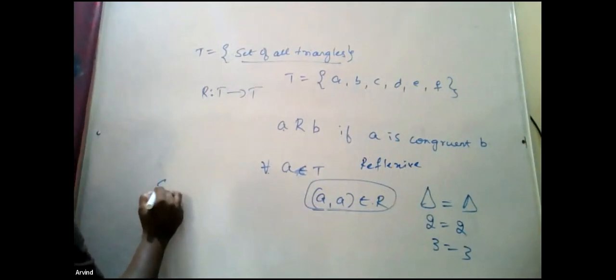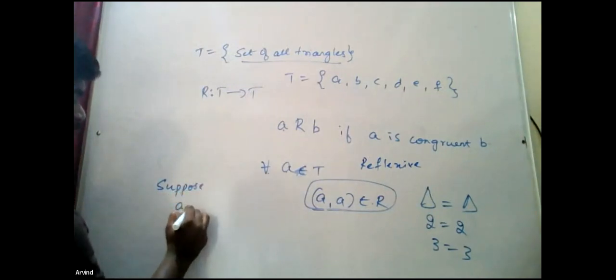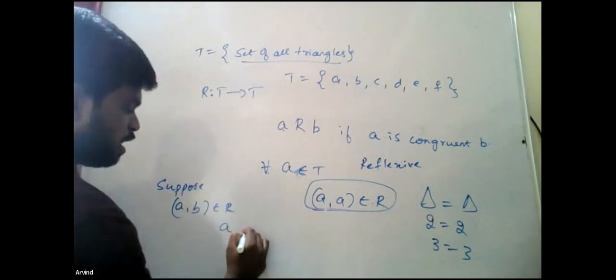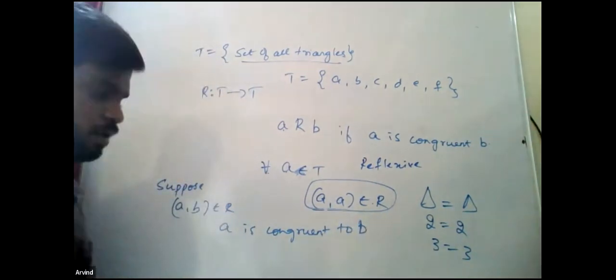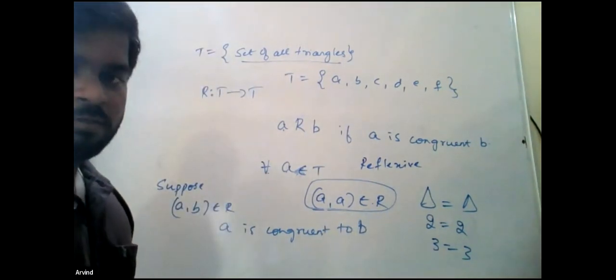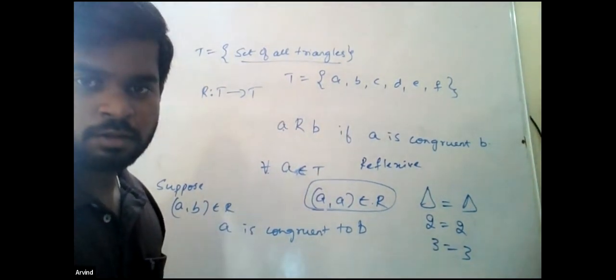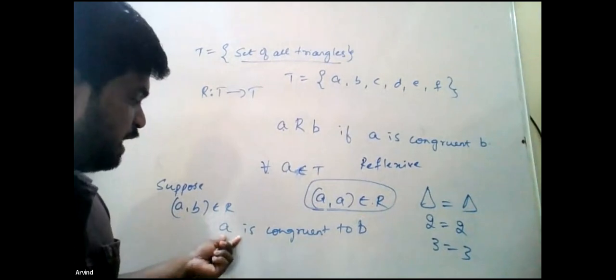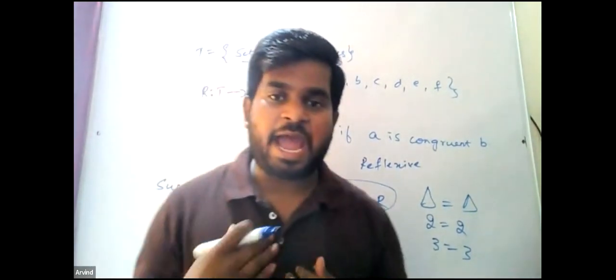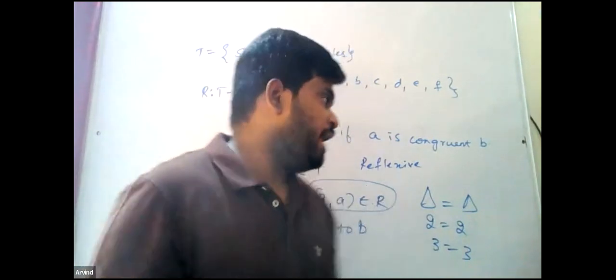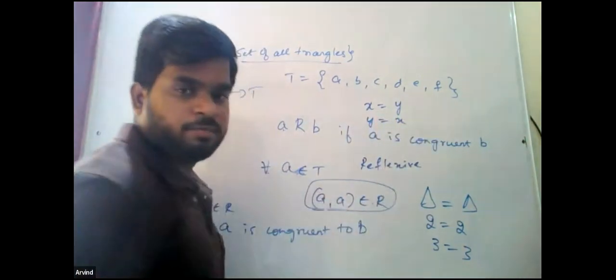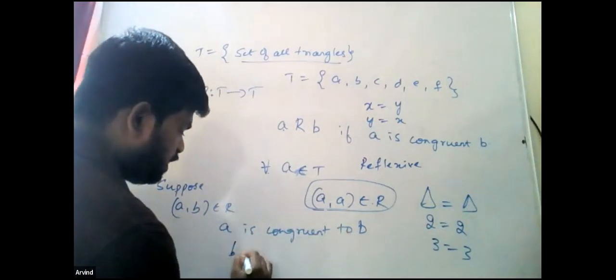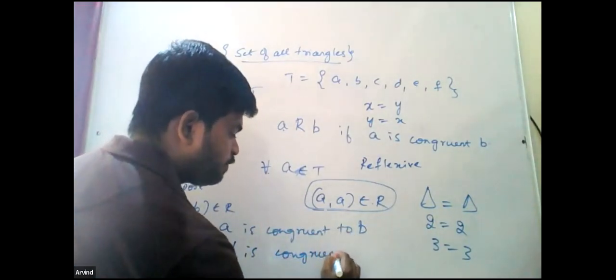Suppose (a, b) belongs to R, what does that mean? A is congruent to B. If I say I am equal to some person, let's say X is equal to Y, then the reverse can also be said, right? Y is equal to X can also be said. It doesn't change, isn't it? So A is congruent to B and B is congruent to A are the same.